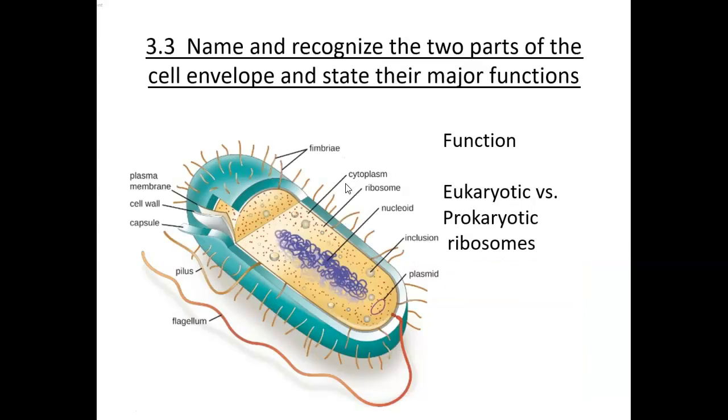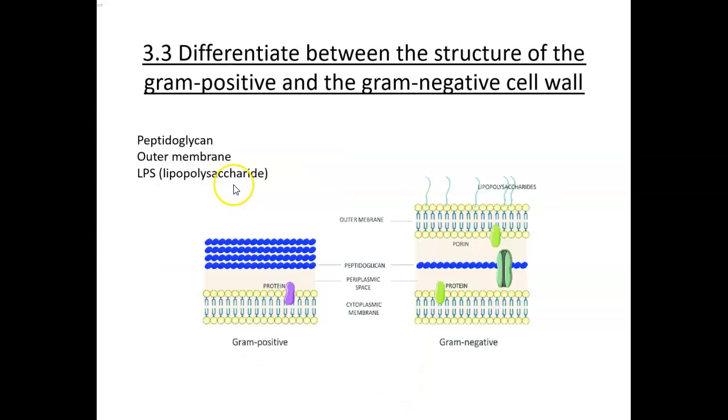Okay, so let's talk about this cell wall. We're going to look at the chemical structure of that. What I have on here says differentiate between the structure of the gram-positive and gram-negative cell wall. Gram-positive and gram-negative is a really important concept in microbiology and in healthcare. So I'm going to try to convince you that you should know a little bit about this and have a little understanding.